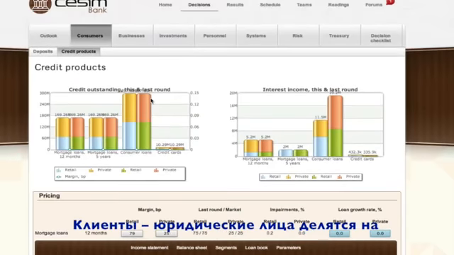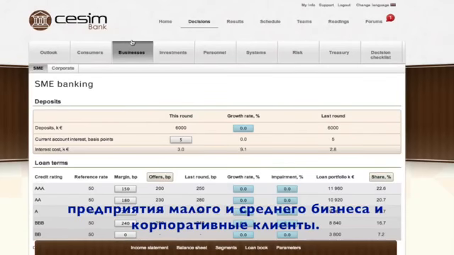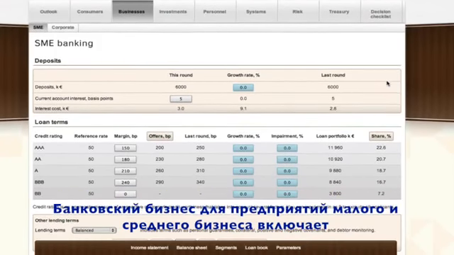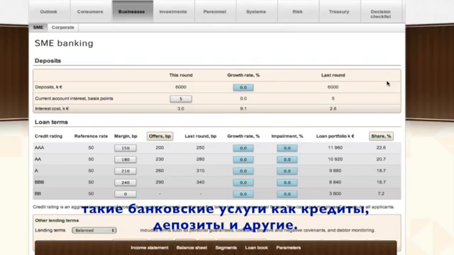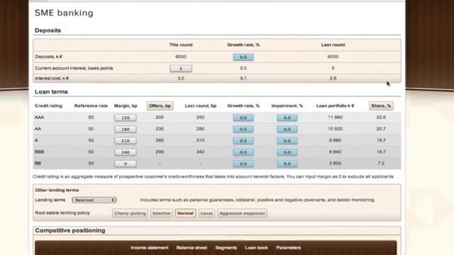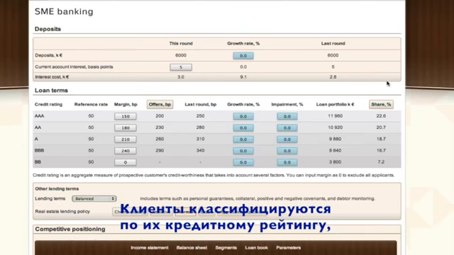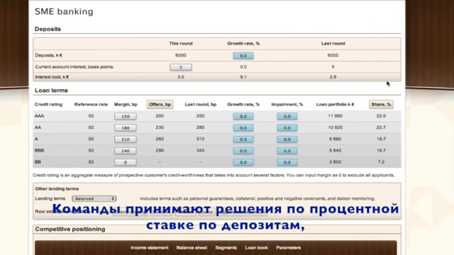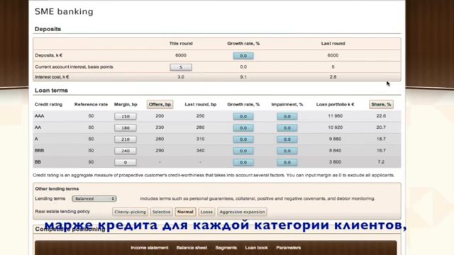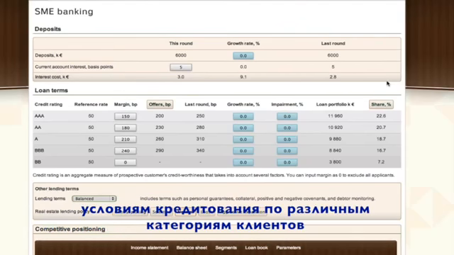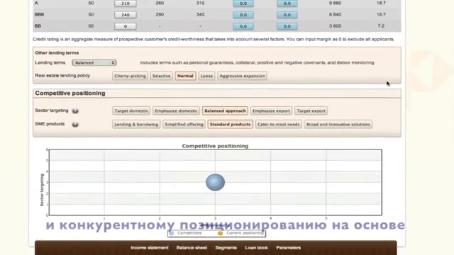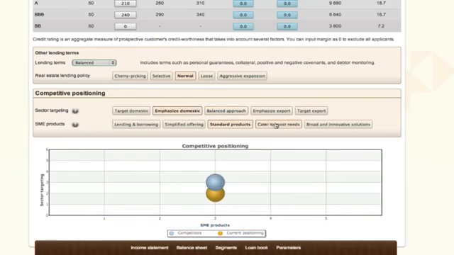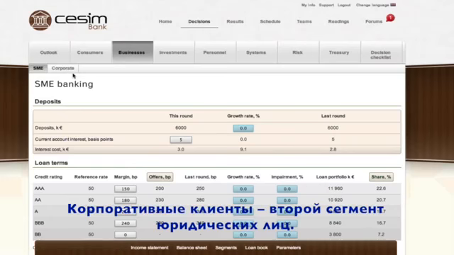Business customers in the CESIM Bank simulation are divided into small and medium-sized enterprise customers and corporate clients, and both of these segments are optional. SME banking consists of offering customer banking services such as loans, deposits, and other services to small and medium-sized enterprise customers. Customers are categorized chiefly according to their credit rating, which is an overall estimate of the customer's creditworthiness. Participants need to decide the interest paid on deposits, loan margins charged separately for each credit rating class, strictness of lending terms separately for real estate projects and for all other customers, and competitive positioning in terms of service offering and industry orientation.